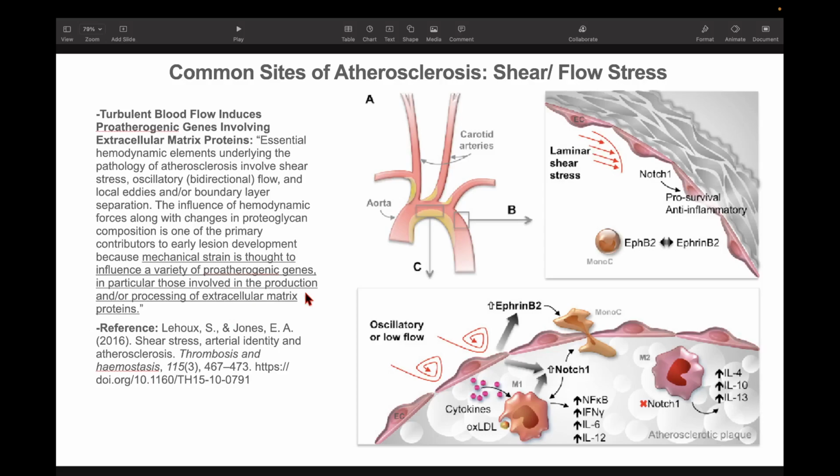So that turbulent blood flow, that oscillatory or non-laminar blood flow that you find at the curves, at bifurcations, or even at areas of stenosis or narrowing, leads to the turn on of these inflammatory sets of genes and signaling pathways that upregulates extracellular matrix protein production and alters proteoglycan structure. Extracellular matrix proteins and proteoglycans are structural components within the arterial wall.